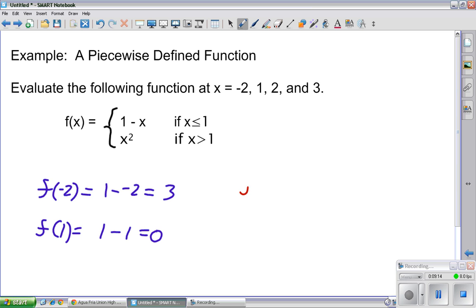Now we're going to plug in 2, f of 2. 2 is greater than 1, so we're going to use the bottom part of the piecewise function, x squared. So 2 squared is 4, so f of 2 is 4. And finally we're plugging in 3. 3 is also greater than 1, so we're plugging into the bottom part of the piecewise function, 3 squared, which is 9. So f of 3 equals 9.